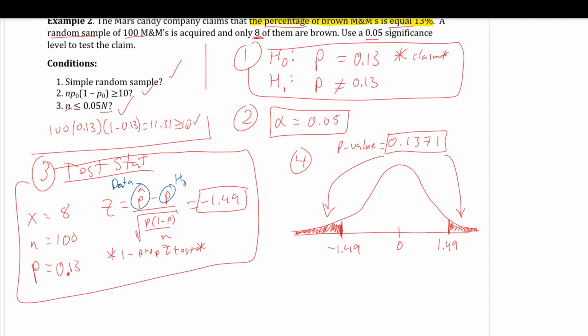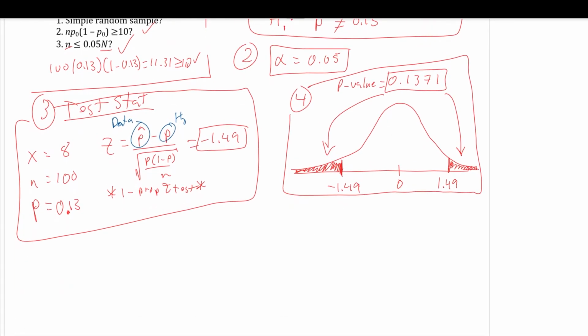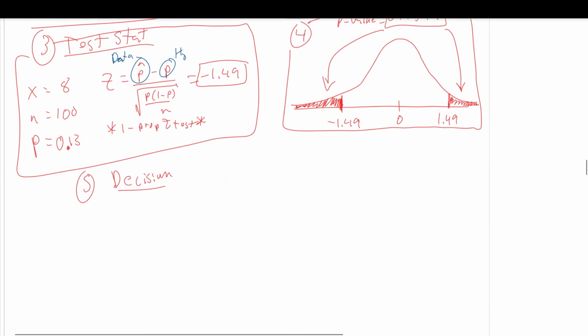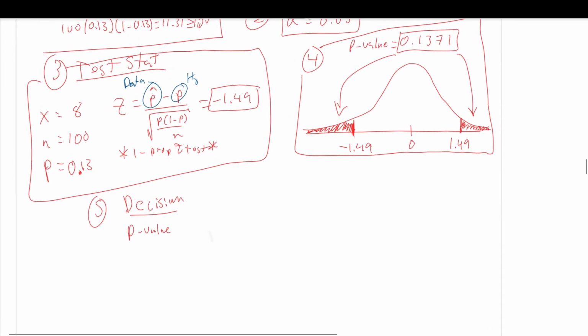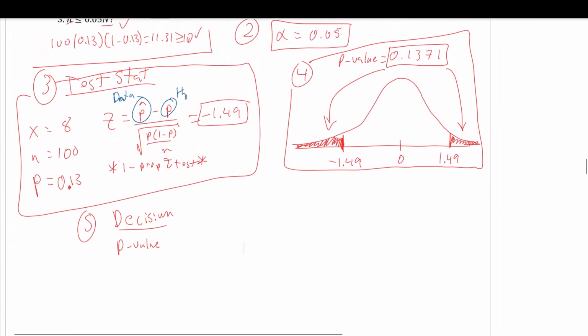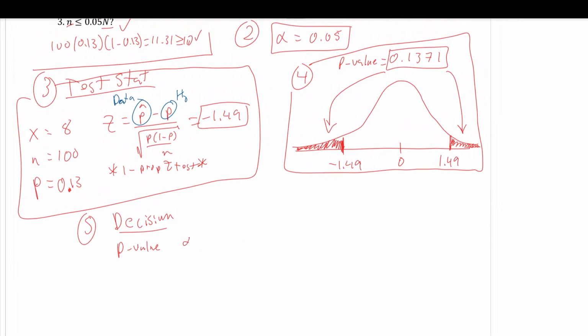All right, so that's a complete step 4. Okay, so now in step 5, we have to compare that p-value. We make our decision. How is the decision being made? Well, it's being made by comparing the p-value to your significance level in step 2. P-value being 0.1371, significance level being 0.05. And the p-value is actually greater than.